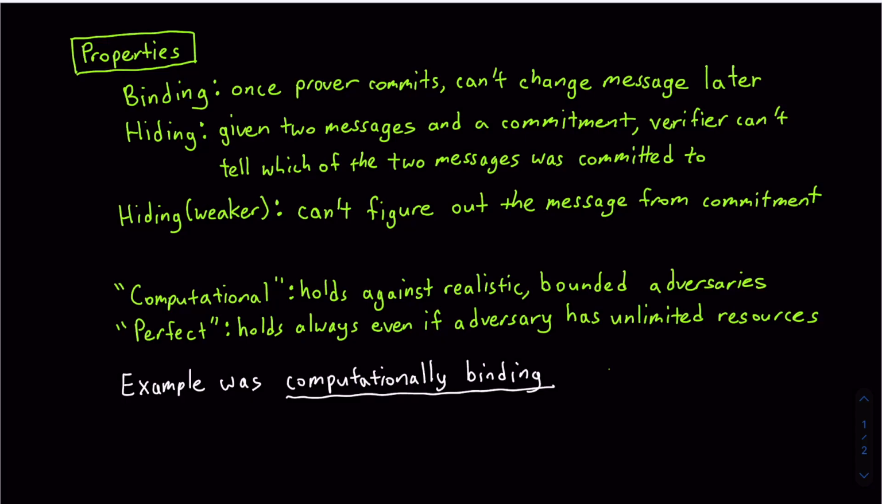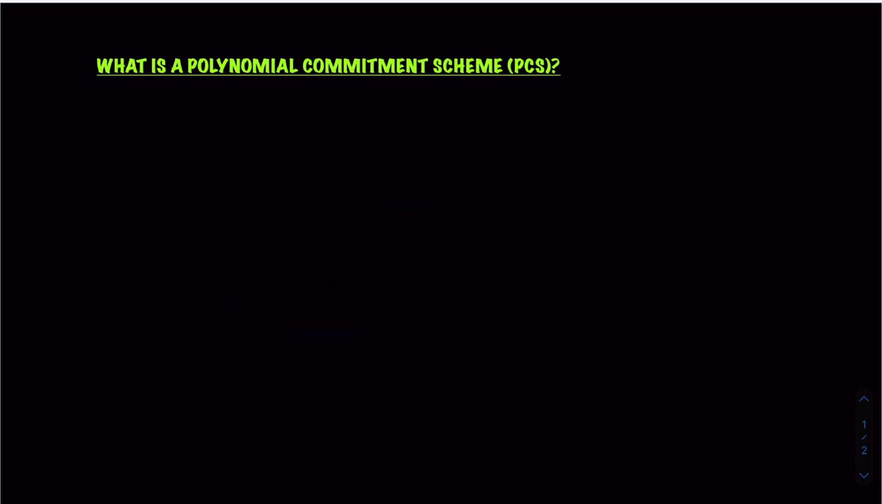Perfectly binding, on the other hand, means that even with unlimited time, unlimited computational power, or any future technology, it is fundamentally impossible for the prover to change their commitment. In practice, computationally binding commitment schemes are more than sufficient for our purposes. And as you might expect, the same distinctions apply to hiding. We can talk about schemes that are computationally hiding or perfectly hiding, depending on whether the hiding property holds against bounded or unbounded adversaries. With that out of the way, let's return to polynomial commitment schemes, or PCS for short.